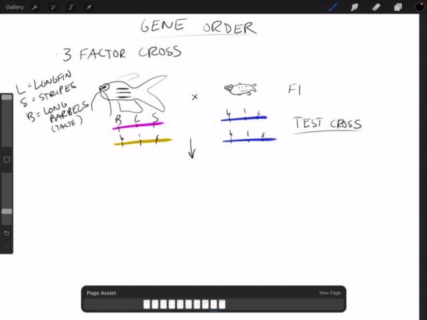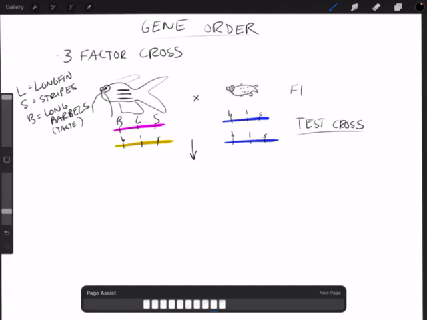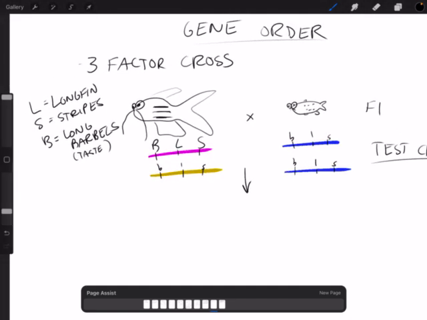But now we can have recombination events in a couple different ways, right? With a 2-factor cross, we could have a recombination event between L and S, right? And that was pretty much it. Either it happened or it didn't. Now we can have recombination between B and L. We can have recombination between L and S, and in some sense generally between B and S, right? So there's a couple different ways we can think about having recombination events. There can be 2 recombination events, one between B and L and one between L and S.